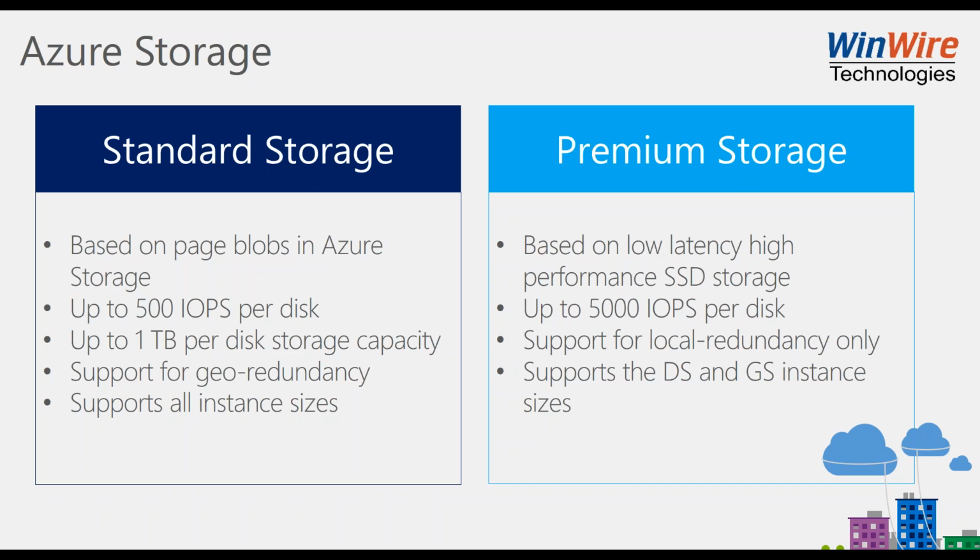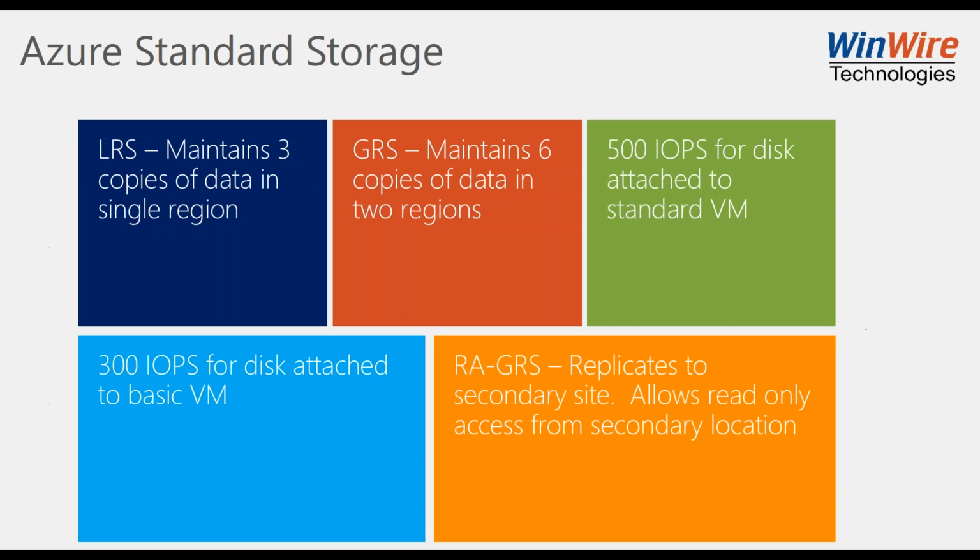Talking about premium storage, that's a solid-state disk. Most modern-day laptops have that today, but this is not the type of storage that you're going out to Best Buy and buying, right? These are enterprise-class disks, and there's multiple redundancy. You can see that there's a factor of 10 in terms of the IOPS that you can achieve. And then finally, there's only local redundancy here, so you're not going to be spanning data centers. And this type of storage is only available on the upper level machines, the DS and GS sizes.